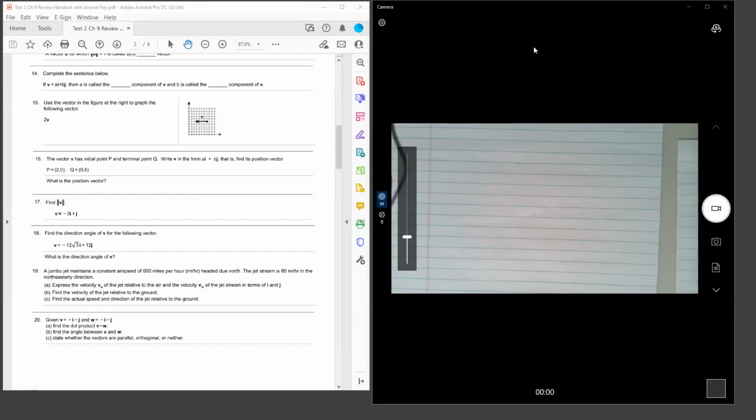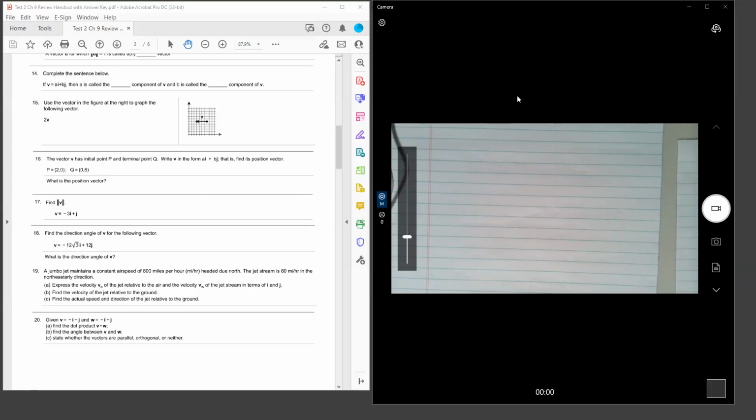So number 19 says that a jumbo jet maintains a constant speed of 600 miles per hour. That will be a scalar quantity, headed due north. Now that becomes a vector. The jet stream is 80 miles an hour in the northeasterly direction. It says, question A, express the velocity of the aircraft, of the jet, relative to the air, and the jet stream as a vector in terms of i and j.